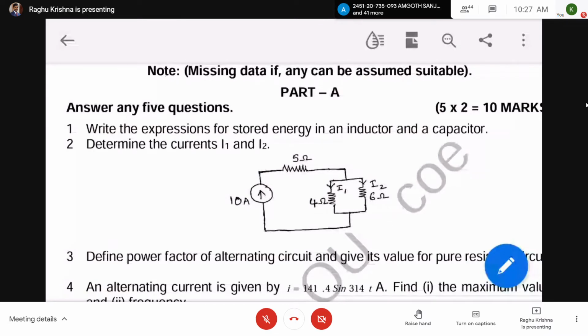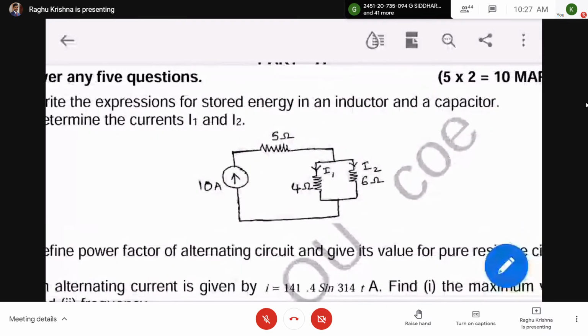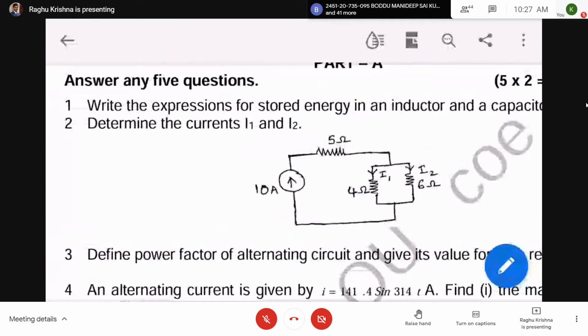So next you have to determine the currents in the circuit. Okay, I1, I2. So here use the current division rule. So total current is 10 amperes. So I1 will be equal to 10 into 6 by 6 plus 4. Is it clear? Yes, sir. Okay. Next, what about I2? I2 equal to 10 into? 4 by 6 plus 4. Yes, correct. Okay.